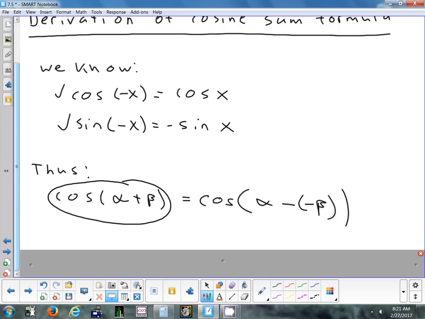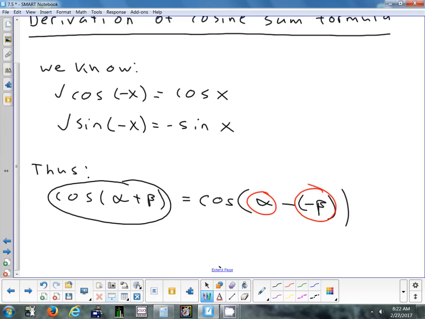Yes. Okay, so now what we have here is a difference. That's your first, good job, Milo, and that's your second. Now fill in everything we have there into the cosine difference formula, and then you'll have the cosine sum.